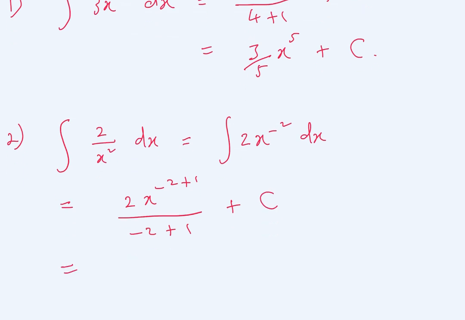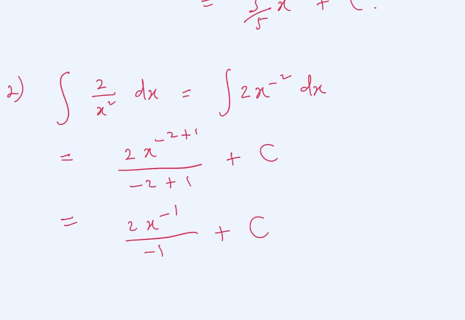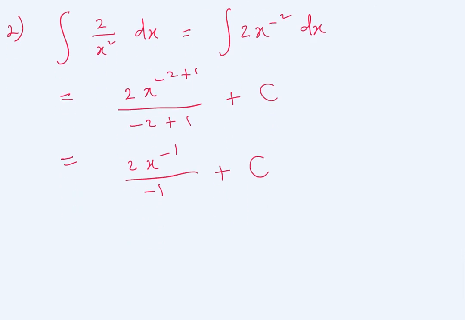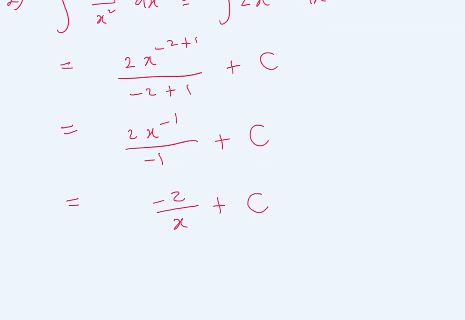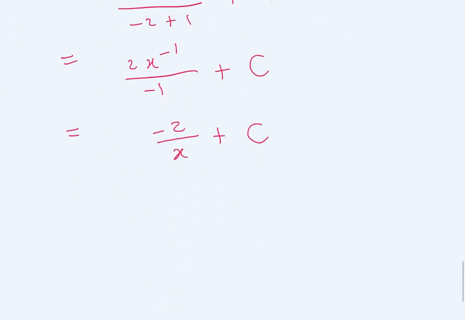Okay, so you go ahead and simplify this. This is going to be 2x to the minus 1 over minus 1 plus c. So this is basically just minus 2 over x plus c. That's the final answer for that one. Okay, let's look at the next one.